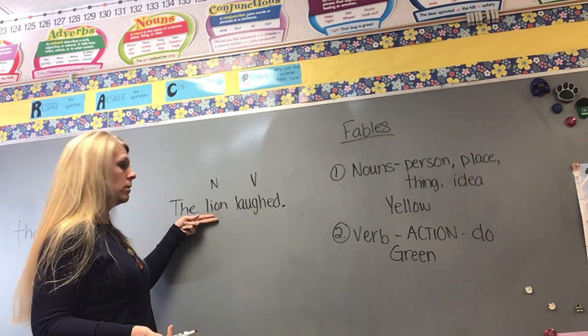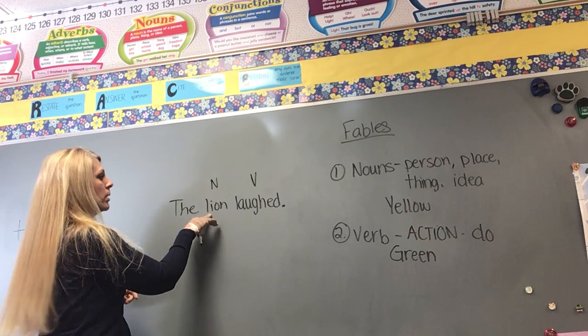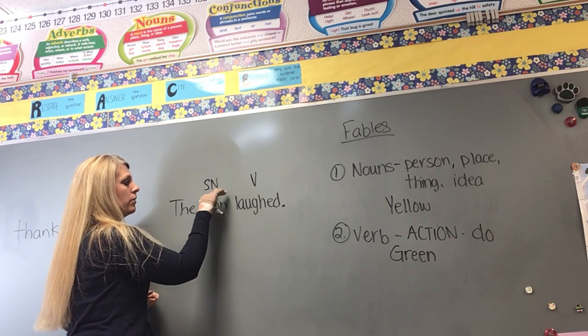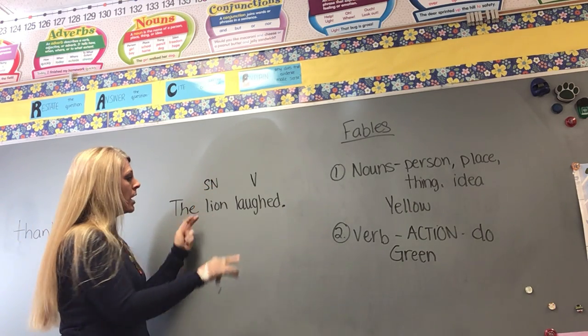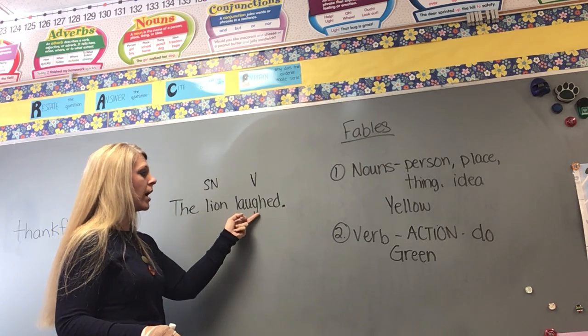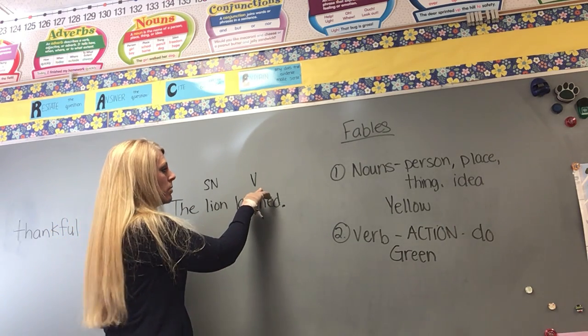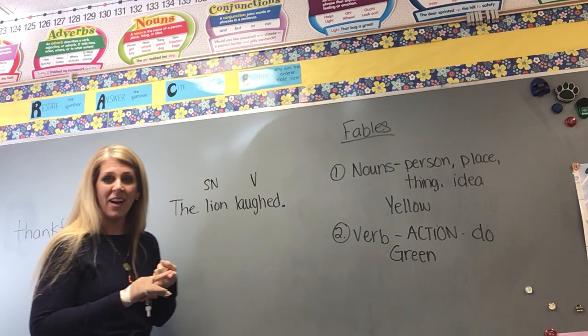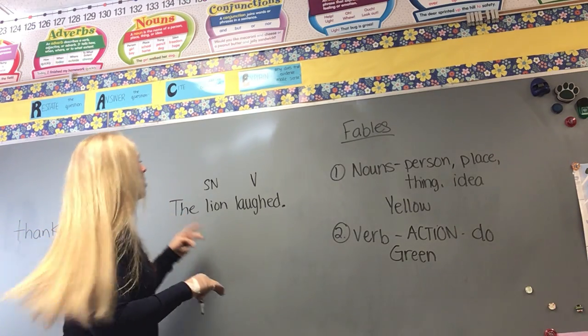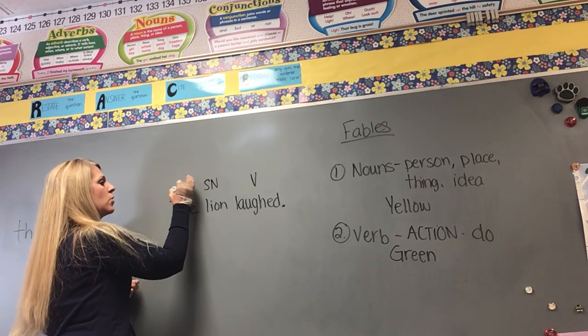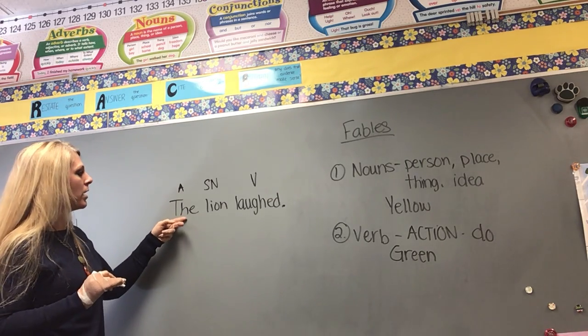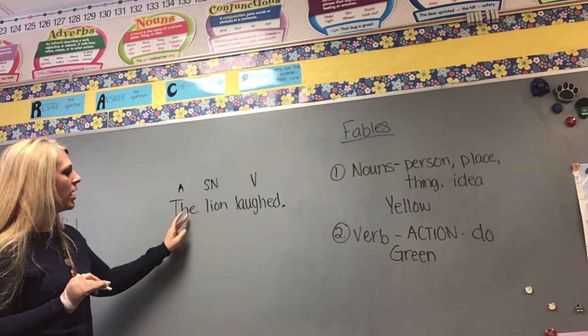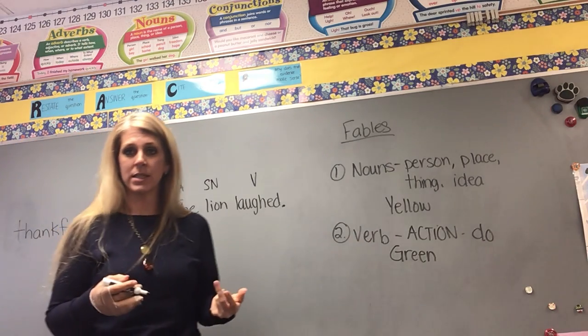We have the lion, that's our subject. So I'm going to put S-N, for subject noun. And then what did the lion do? The lion laughed, right? So we have a verb. This little word the, a, and, they're all considered articles. So I'm going to put A for article there. So I have each word, the lion laughed, in a complete sentence.